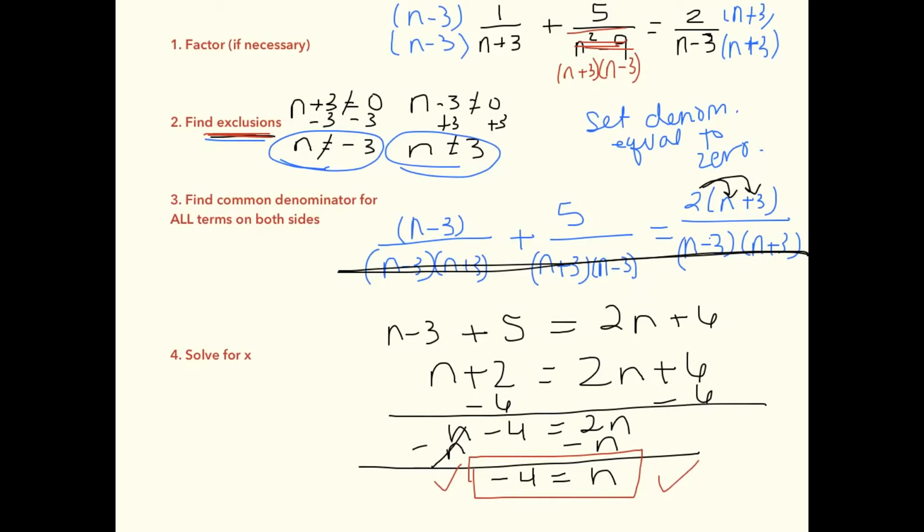N is negative 4. So remember what we did. We factored. We made all the denominators the same so we can cross them out. And then we had a much easier problem to solve. And don't forget to find those exclusions. In this case, it's all right. We ended up with an answer of negative 4.